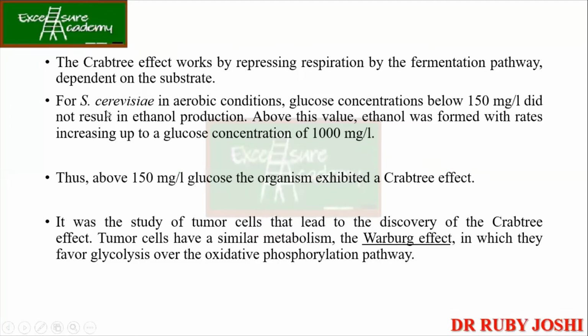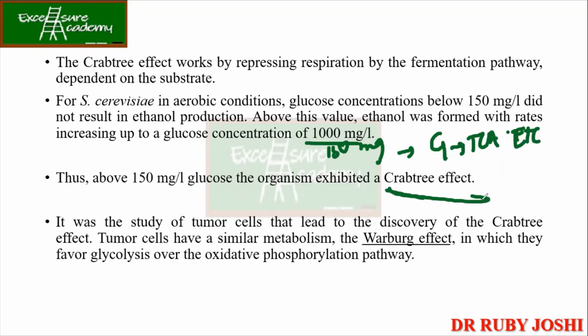Now, for Saccharomyces cerevisiae in aerobic conditions, glucose concentration below 150 milligram per liter did not result in ethanol production. Understand? When your glucose concentration was around 150 milligram, it went on with glycolysis, TCA and ETC, okay. But when the concentration of glucose was high, more than 1000 milligram, then it underwent ethanol formation. So this organism has exhibited the Crabtree effect.